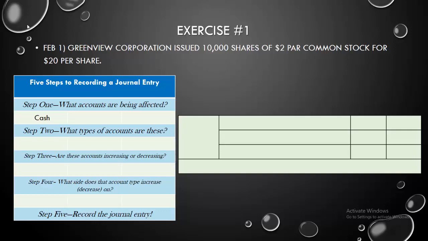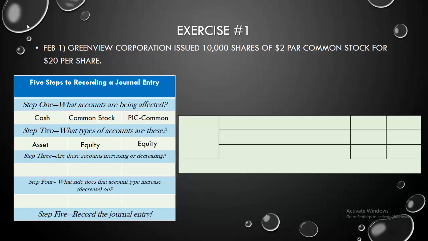And then two separate equity accounts are going to be affected. One being common stock and one being paid in capital in excess of par on common stock transactions, which I always abbreviate to PIC common. What types of accounts are these? Well, cash is an asset, and as I just said, the other two are both equity accounts. Are they increasing or decreasing?